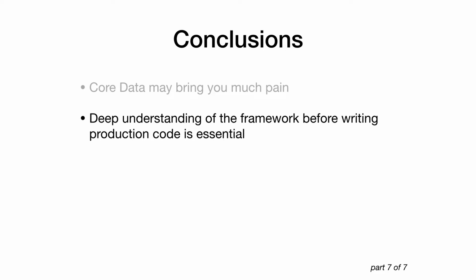Which conclusions can we make out of all this talk? Not a short one. First of all, Core Data can bring you much pain if you don't use it properly. If you use a hammer without proper skills, you can bruise some fingers. So you need to dig deeper into the framework, you need to read books, articles, you have to practice with some sample apps before implementing it in the real production application.